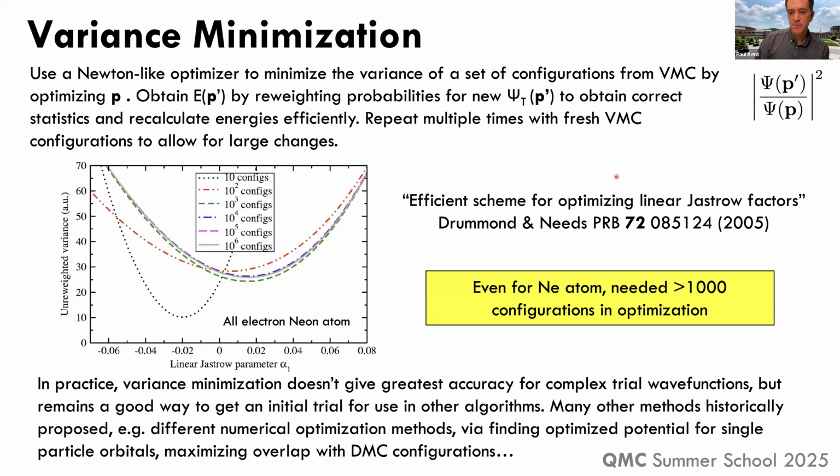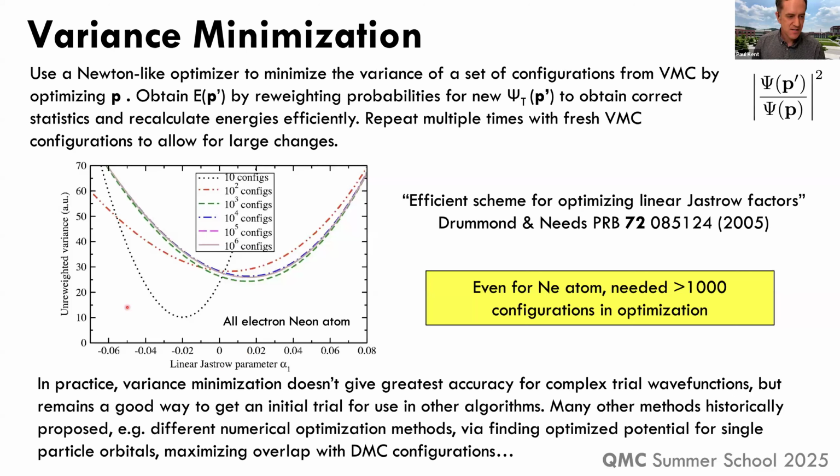If the wave function is simple enough, there's actually a number of tricks that can be done to make this even more efficient. And as part of this work proposing such a scheme, there's a nice plot here showing something you might also be thinking about, which is: how many statistical samples are we going to need to make this optimization approach work?